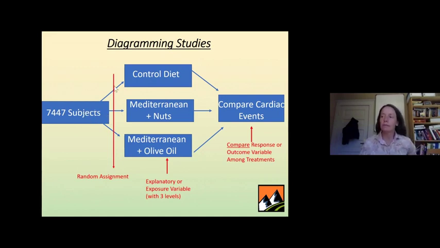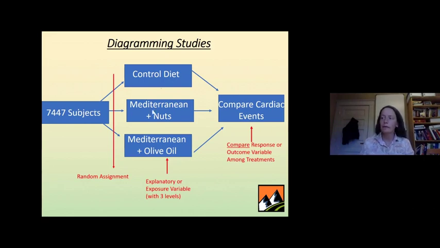So in this study, there were 7,447 subjects. They're randomly assigned to one of these three groups. And this is what we would call the explanatory variable. That explanatory variable has one of three levels. So you just get one of the three levels. And then at the end, you compare these rates of cardiovascular events between those three groups.